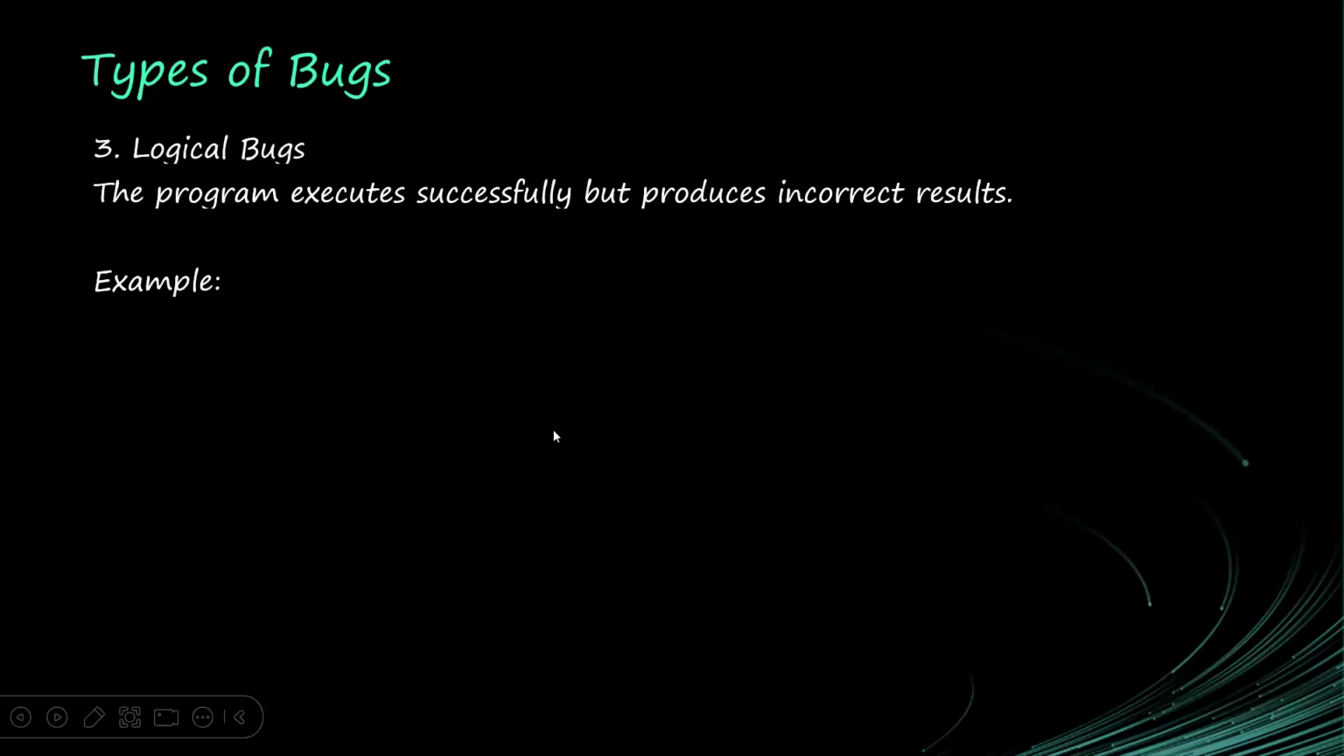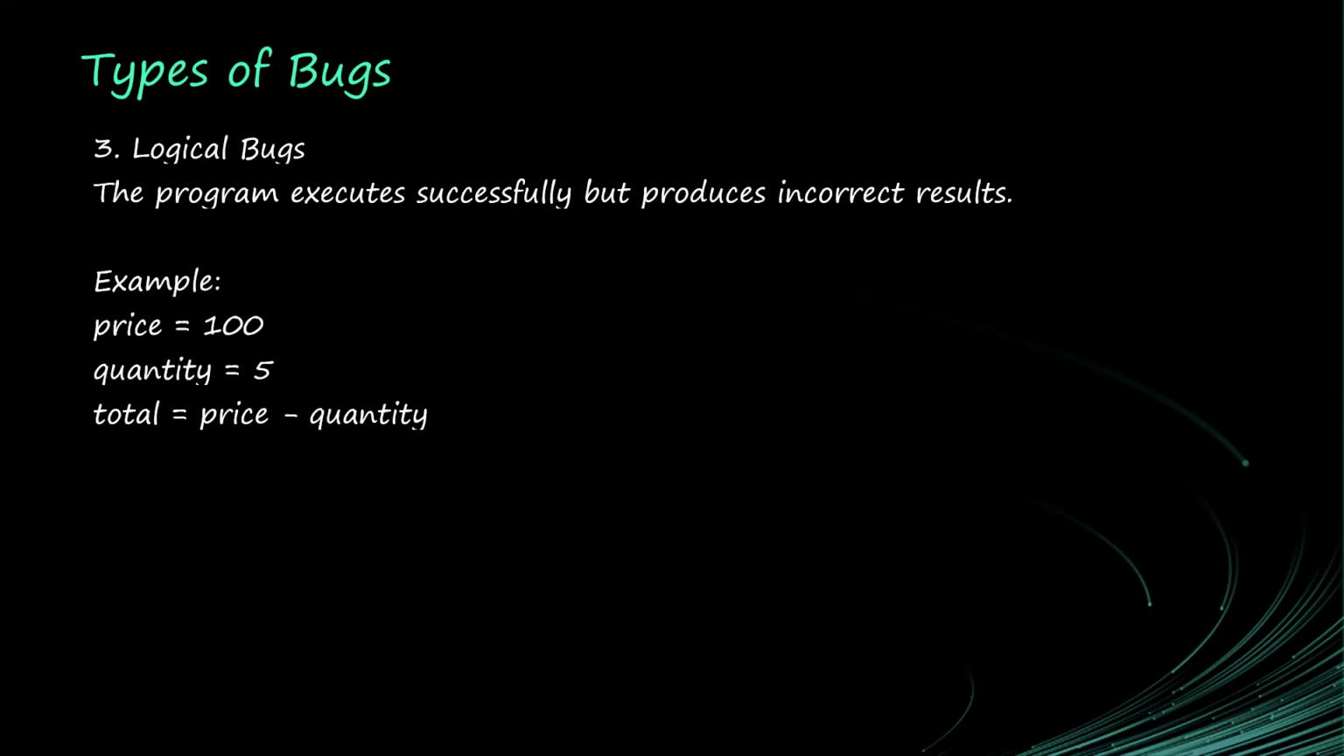We also have logical bugs. The one we just did now is a logical bug because the program executes successfully but produces incorrect results. In this case, we have price to be 100, quantity to be 5. We expected to get 500, so we are trying to do 100 times 5. But in our logic here, we are doing price minus quantity, which is 100 minus 5. If you expected to do multiplication but you're doing subtraction, that will be a logical bug, and you will not get the expected result.